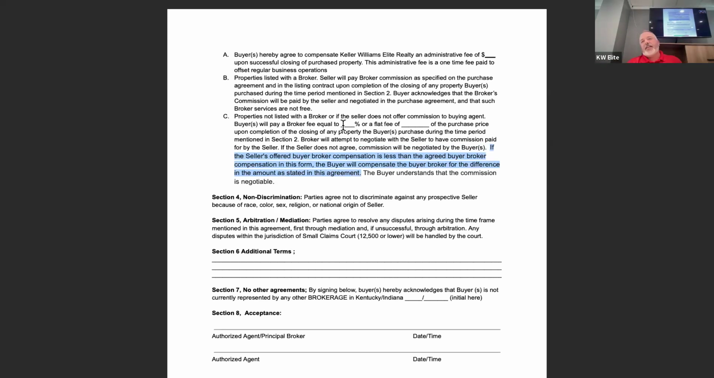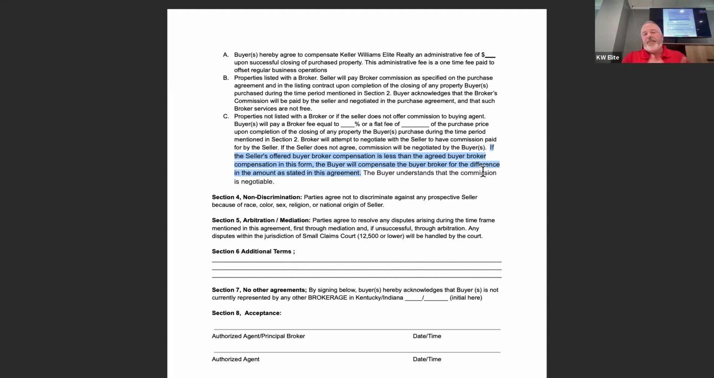You start negotiating the purchase agreement on whatever house they're buying, and just making up a number again, say the seller's only willing to offer you 1%. This line right here allows you to cover the difference between the 1% that the seller is willing to offer and the 3% that they're willing to pay you. Of course, again, the very next line says the buyer understands commission is negotiable. So you and the buyer might have to enter another round of negotiations.